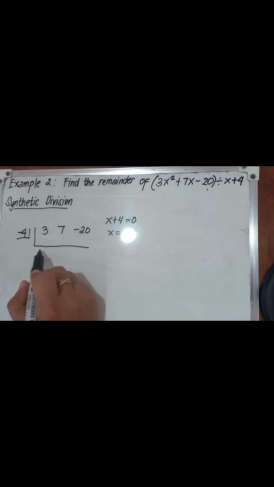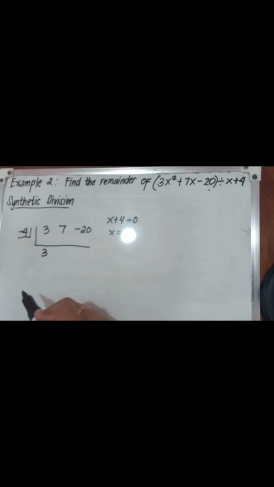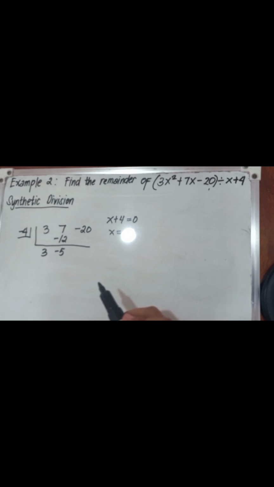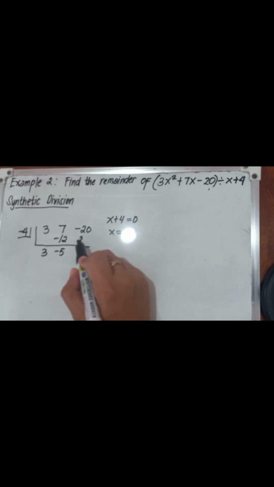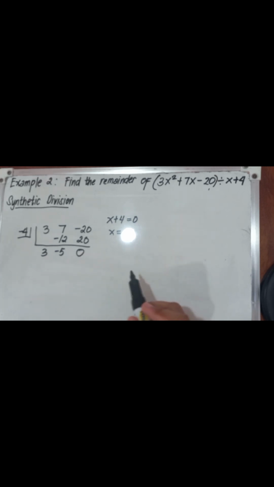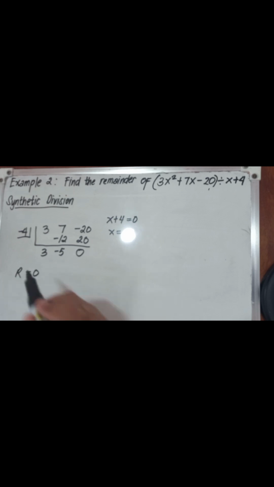First, bring down 3. Then 3 times negative 4 is negative 12. 7 plus negative 12 is negative 5. Unlike signs, so you need to subtract. 12 minus 7 is 5, and copy the sign of the bigger number. Next, negative 5 times negative 4 is positive 20. Negative 20 plus 20 is 0. So our remainder is equal to 0.